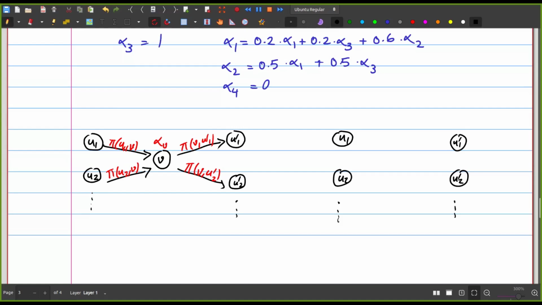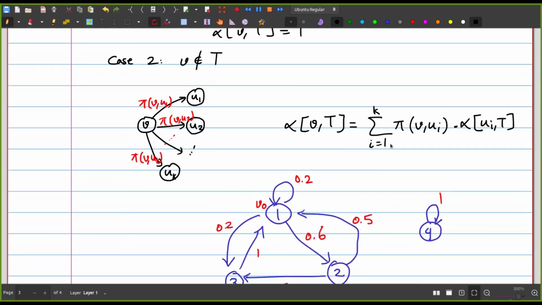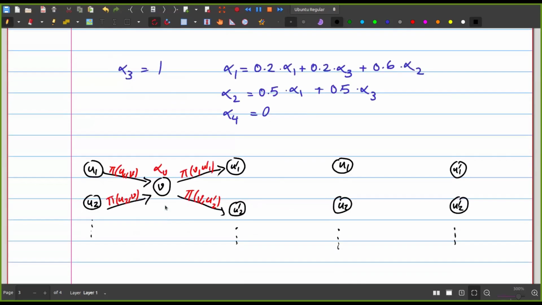But I'm replacing that alpha with this expression, right? And because I'm doing that, it's basically the same as saying I'm now adding an edge from U1 to U prime 1, an edge from U1 to U prime 2. Basically, I'm going to add an edge from every predecessor to every successor. So it's like creating this new Markov chain in which that vertex V is removed, but now every predecessor has an edge to every successor.